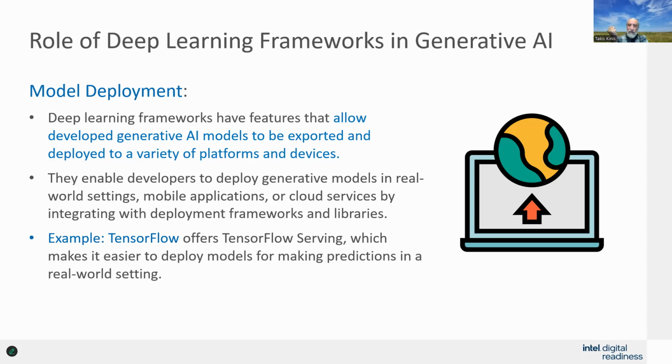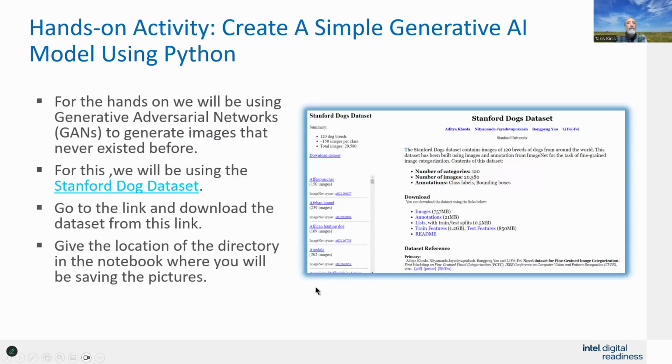They enable developers to deploy gen models in real world settings, mobile apps, cloud services, with a lot of different deployment frameworks and libraries, and they can mix all the services together. The example they have is TensorFlow offers TensorFlow Serving, which makes it easier to deploy models for making predictions in a real world setting. If only they could have predicted all the Texas floods, right?